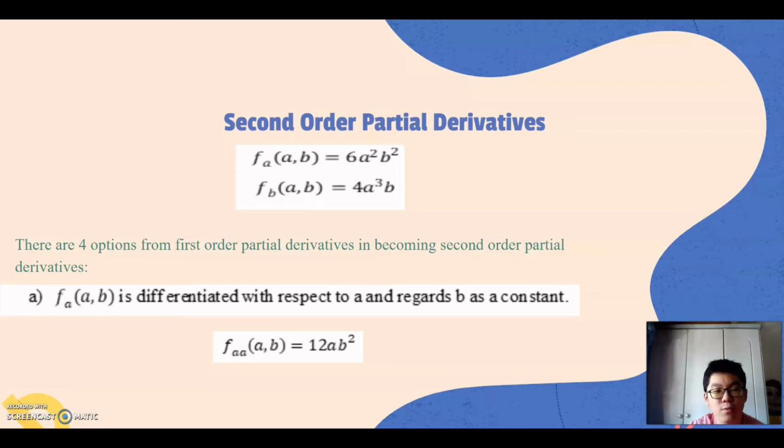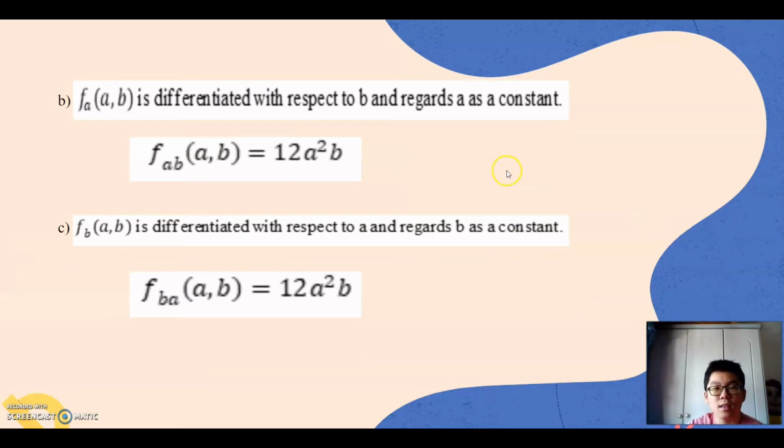First, f differentiated with respect to a is continued to be differentiated with respect to a, so b is a constant. Hence, the answer will become 12ab squared. Secondly, f differentiated with respect to a is now differentiated with respect to b. So now a is a constant. The answer of this partial derivative will become 12a squared b.